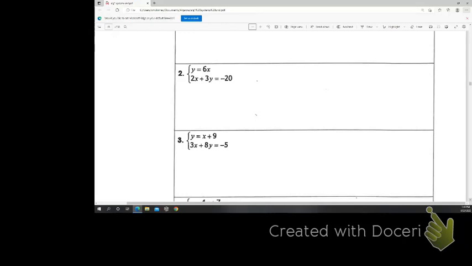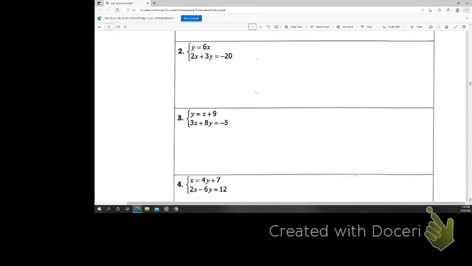So that one, the first one, we had both of them solved for y. We don't have to have both of them solved for a variable. It can just be one of them. So in this case, it says y is equal to 6x. So we can take that 6x and it is going to substitute into the second equation. So now the second equation becomes 2x plus 3 times 6x is equal to negative 20.